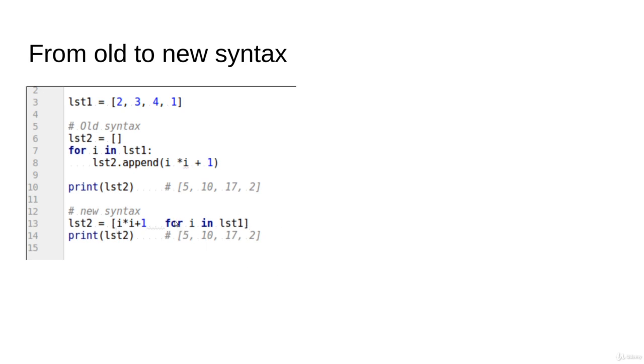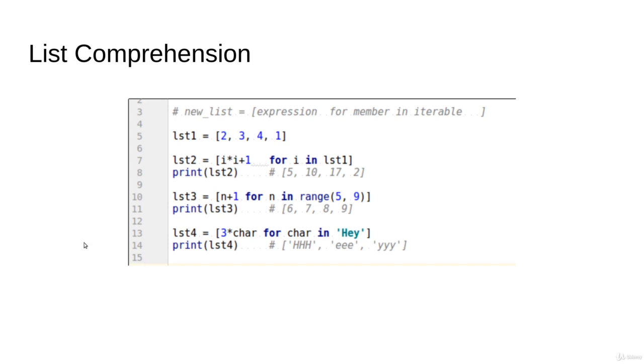It's going to make an iteration over this list with i, and then with every i, it will compute the value i times i plus 1, and then append all of them in a list. So list 2 now would be the same as this one. As you see here, we replaced three lines with a single line of code that is very readable. This is what we call list comprehension. Let's see more syntax with that.